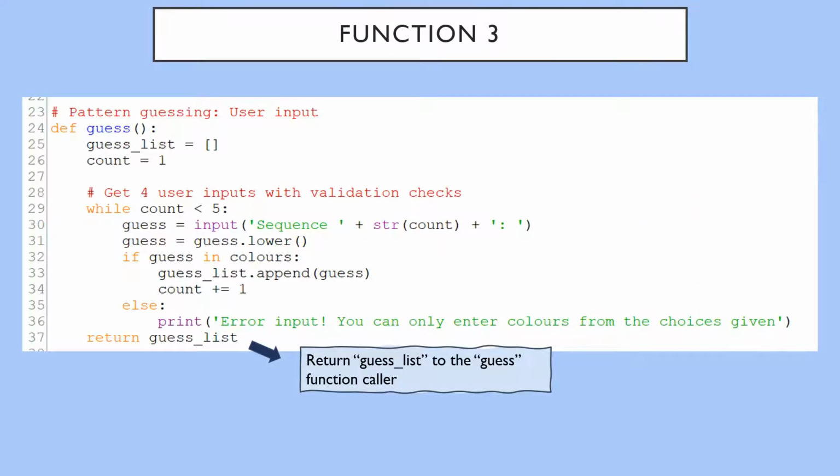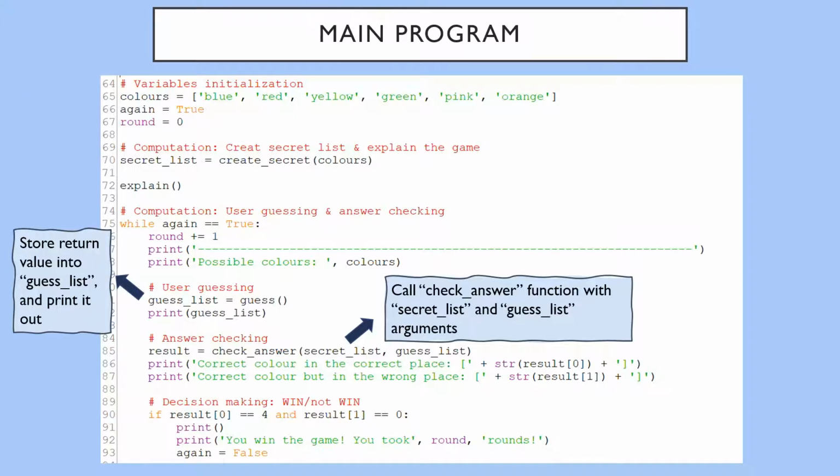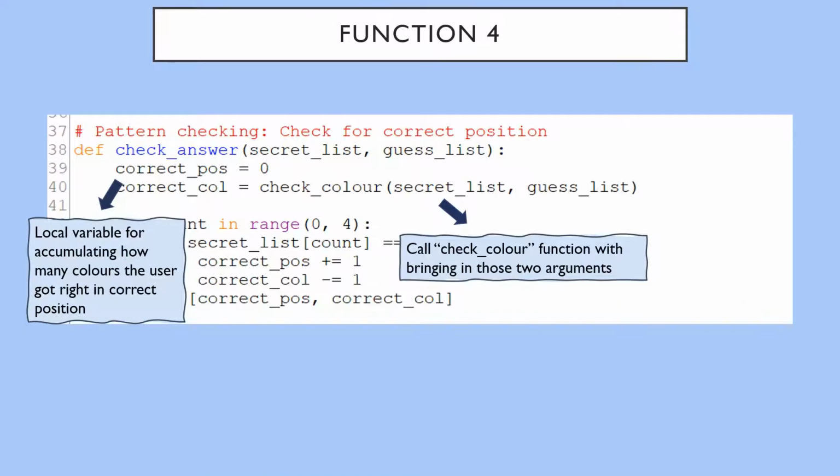So finally, the program will return guess list to the guess function caller, and then store it into a variable called guess list as well, and then print it out in order to ease the user to refer back to what he has inputted. After that, the program will call the check answer function. We bring in secret list and guess list as arguments. In this function, we will create a local variable called correct position for accumulating how many colors the user got right in the correct position. Then we call a nested function called checkColor function. We bring in those 2 arguments.